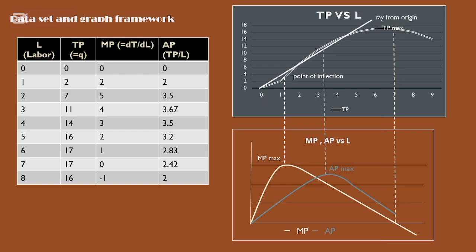Now we come to the point of inflection. The point of inflection is where the total product curve changes its curvature from convex to concave. After the point of inflection, the total product is still increasing, but as more labor is added, each extra unit of labor adds less additional output than the previous one. So the total product curve is increasing but at a decreasing rate. Here, the law of diminishing marginal returns is operating. We will be discussing this law in the last part of today's topics.